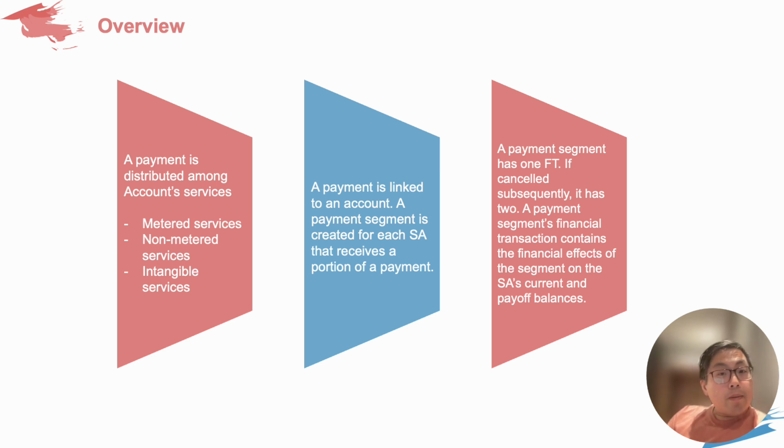Okay, last, a payment segment has one FT, similar to the bill segment. So payment segments also have financial transactions. If it's canceled subsequently, they have two, because they're the same as the billing. Payment would have a positive and negative financial transaction to cancel each other in case of cancellation. And a payment segment financial transaction contains the financial effects of the segment on the current and the payoff balance. Okay, so we touched upon the difference between the current and the payoff balance, so check back the video when we talk about billing.